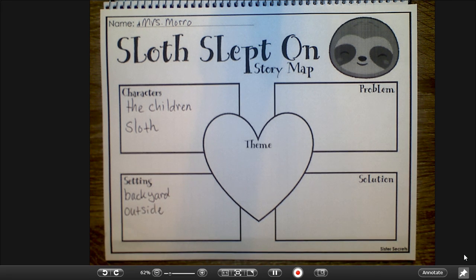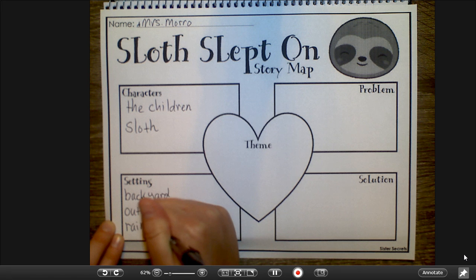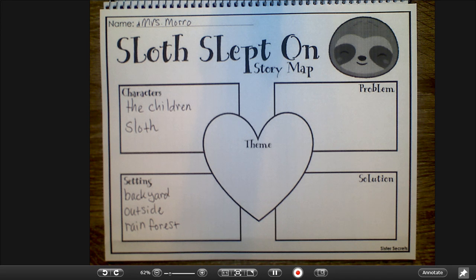And then at the very end of the story, where did they end up finding out that the sloth lives? And they sent the sloth back here? Well, they sent him to the rainforest. So rainforest would be part of our setting in this story. All right, you're doing a great job, guys. We're going to move on to the problem.